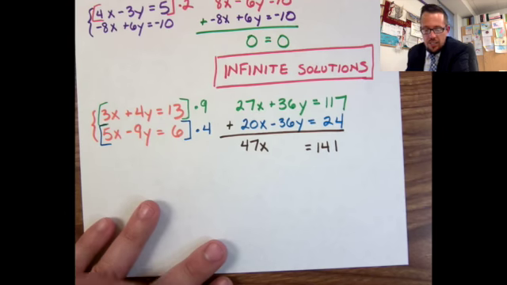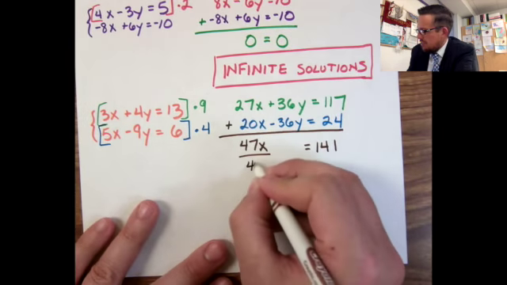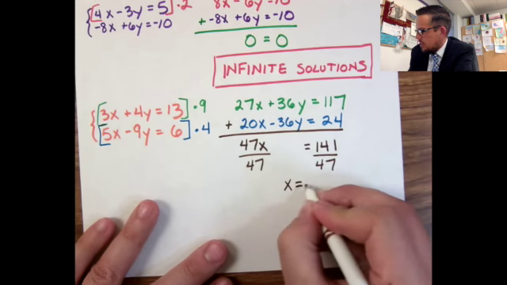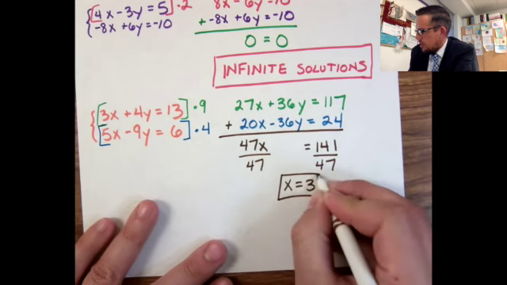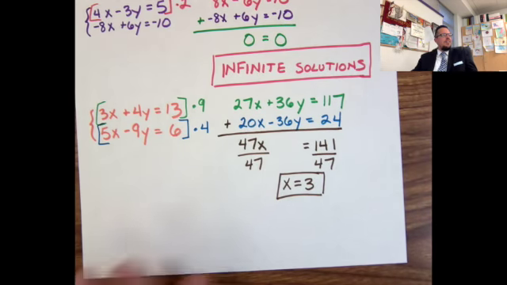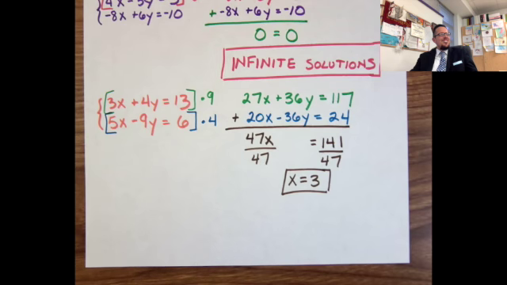Divide by 47. It looks like it's going to be nasty, but actually, pretty sure 141 can divide nicely by 47. I think it's 3. Somebody check me. I'm pretty sure it's 3. Good. I mean, I knew that, obviously. Sure.